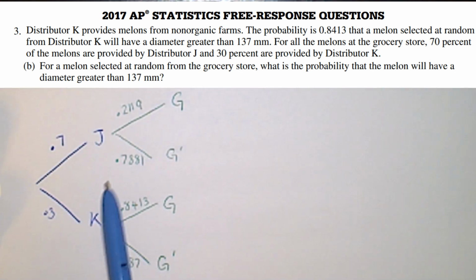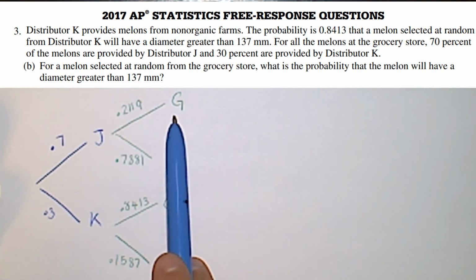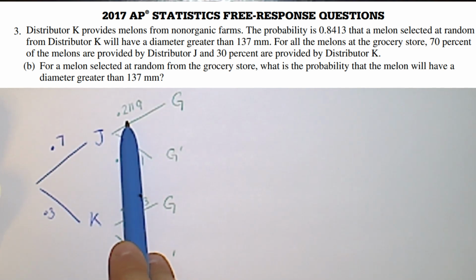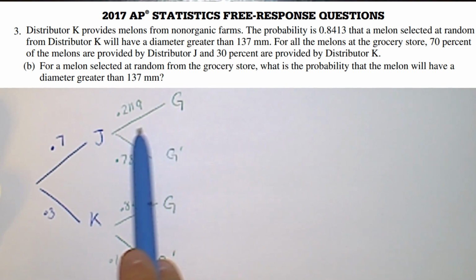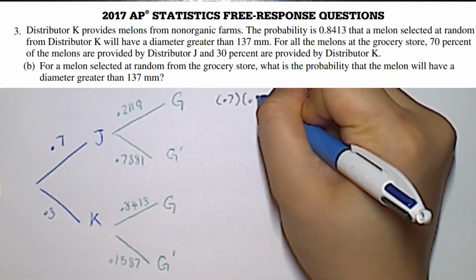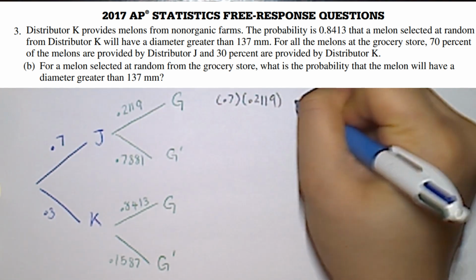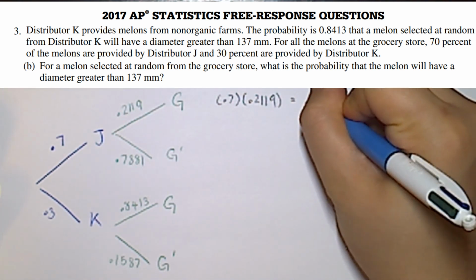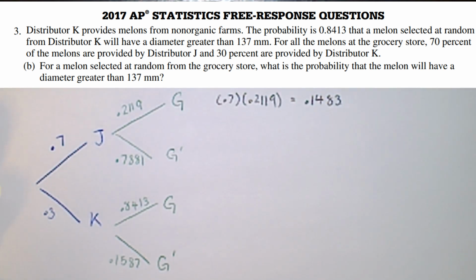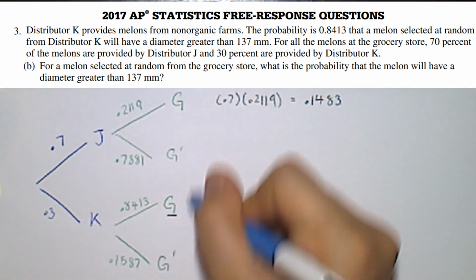Now, let's look at the chart. So what does this mean? It means that a melon's diameter greater than 137 given that it came from J was 0.2119. So how many of those came from J with that diameter will be 0.7 times 0.2119, which comes out to be 0.1483. Again, the only thing we care about is the melons that have a diameter greater than 137, which is G.